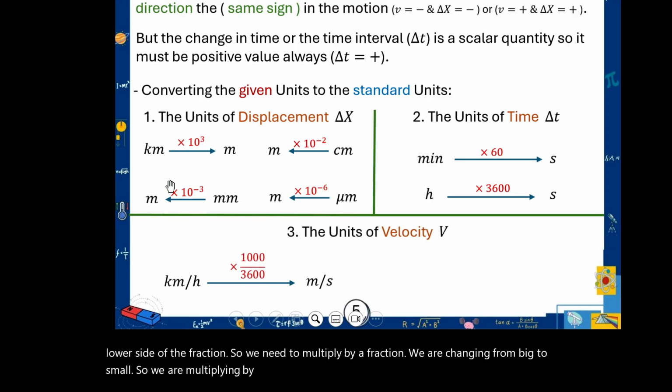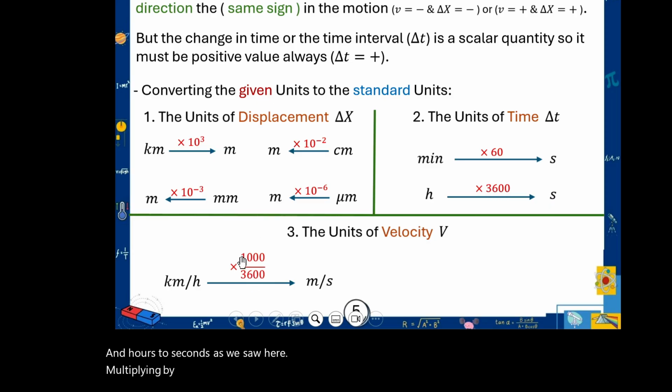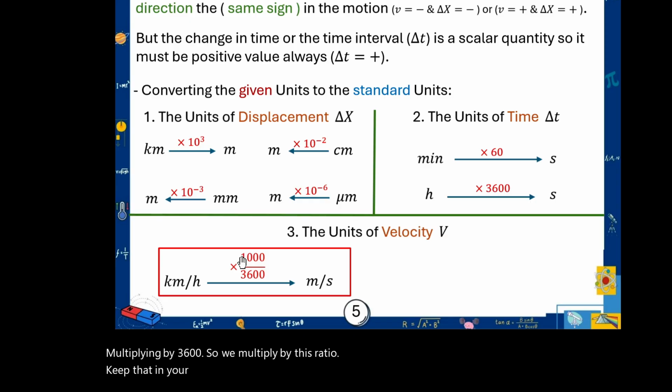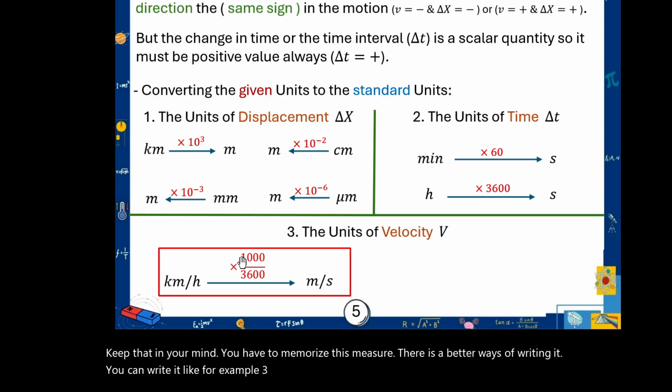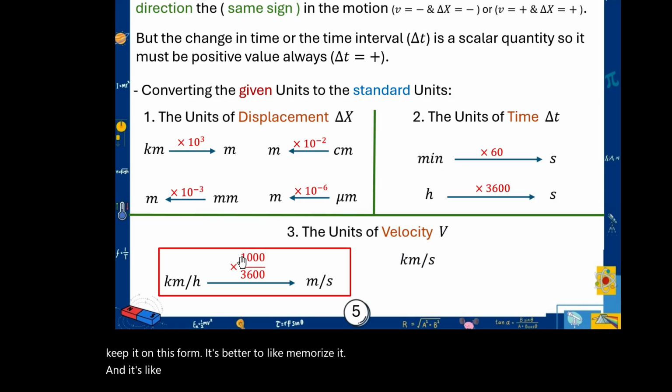We are changing from big to small, so we are multiplying by this ratio. Kilometer to meter, multiplying by 1,000, and hours to seconds, as we saw here, multiplying by 3,600. So we multiply by this ratio. Keep that in your mind. You have to memorize this ratio. There are better ways of writing it. You can write it like, for example, 3.6, and there are many ways of writing it, but I recommend keeping it in this form. It's better to memorize it, and it gives you more of the idea behind it.